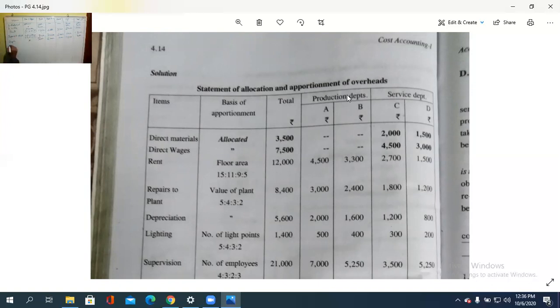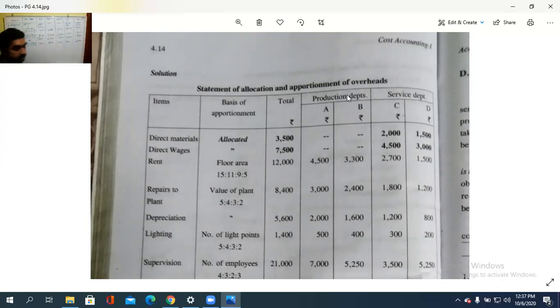Then lighting. That is number of lighting points. 5 is to 4 is to 3 is to 2. Same. The number of lighting points is the same ratio. Okay. So 1,400 is the total amount in the question. We are apportioning on this basis, 5 is to 4 is to 3 is to 2. It is how much? 500, 400, then 300 and 200.